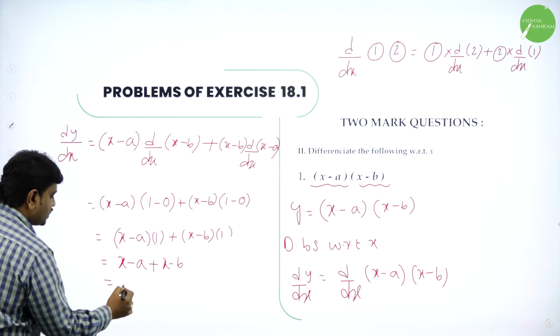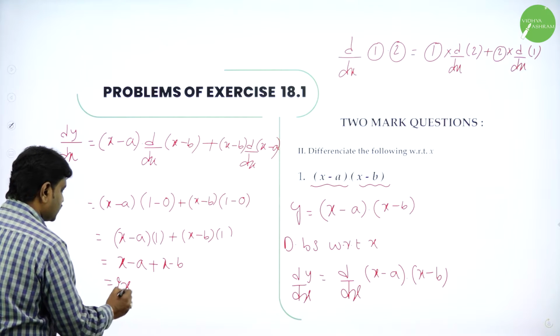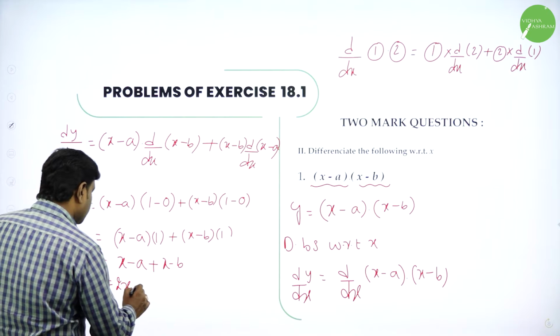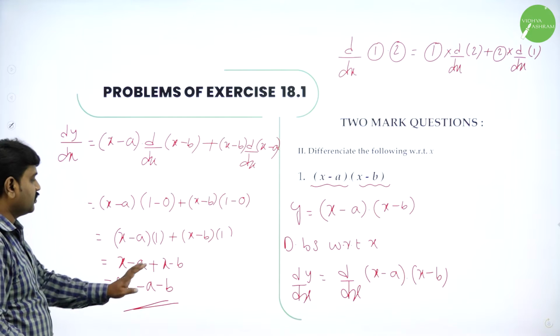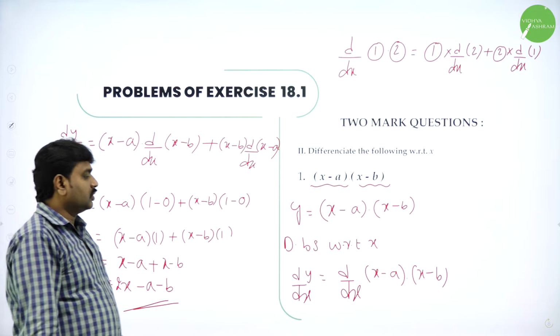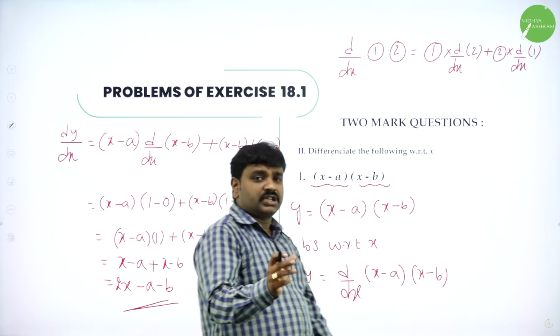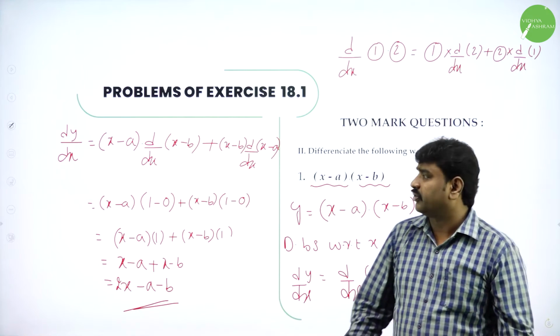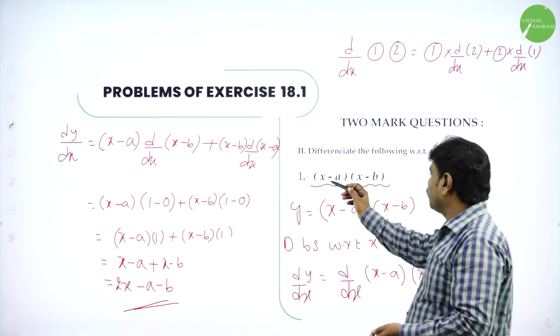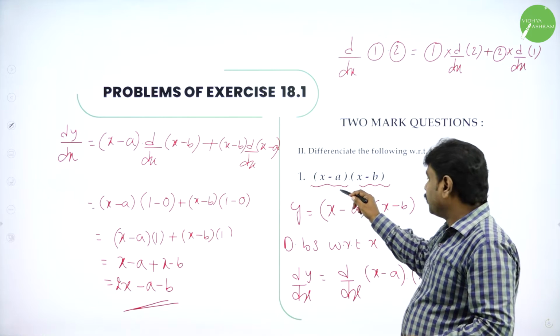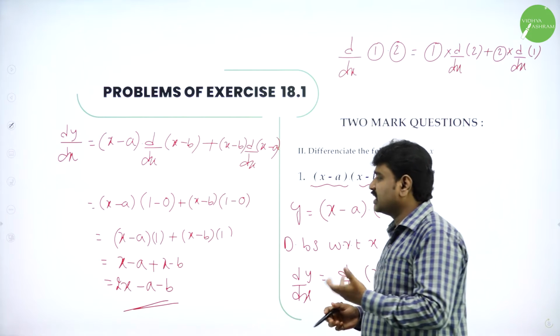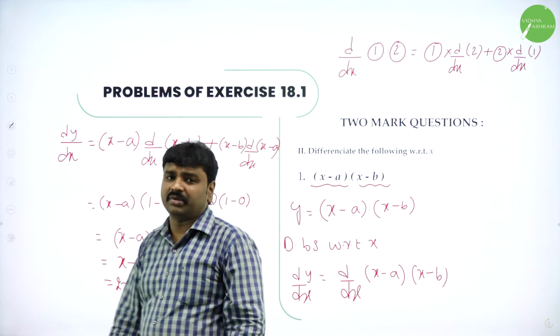All of you know x plus x is 2x minus a minus b. This is the answer. 2x minus a minus b. So what is our rule? First into derivative of second plus second into derivative of first. Other method is you multiply this. It will become x square minus xb minus ax plus ab. Then you differentiate, you will get the same answer. You will get again 2x minus a minus b only.